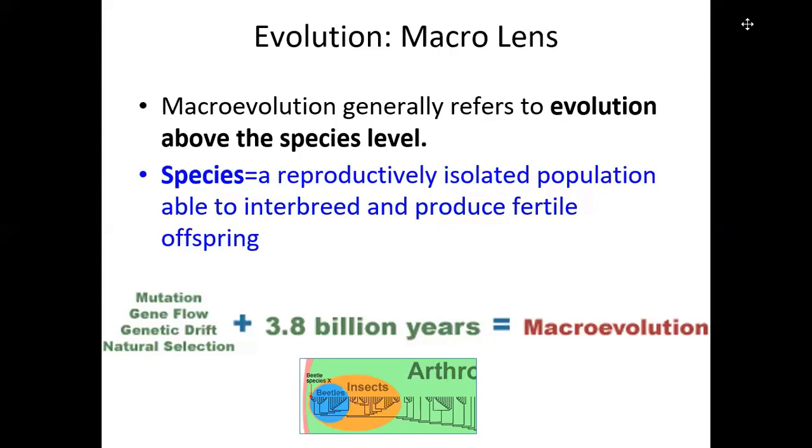So generally speaking, evolution is talked about at above the species level, you know, large groups of organisms. That's macroevolution. And a definition of species that I like is reproductively isolated population. So they must be isolated from different groups, and they're able to interbreed and produce fertile offspring. Remember that this is our definition of species, because when we talk about speciation later, that's what we're driving towards.